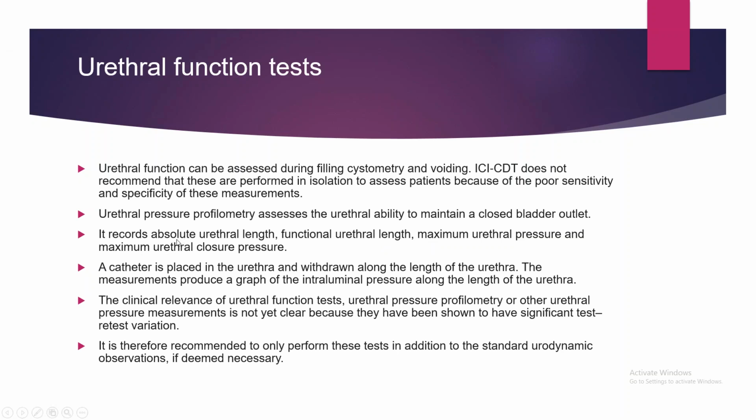What it records is the absolute urethral length, functional urethral length, maximal urethral pressure and maximal urethral closure pressure. In SUI, the etiology is either urethral hypermobility or intrinsic sphincter deficiency. If you want to differentiate these two, the urethral pressure flow studies are very good for this. What we do is a catheter is placed in the urethra and withdrawn along the length of the urethra, and this measurement produces a graph of the intraluminal pressure of the urethra.